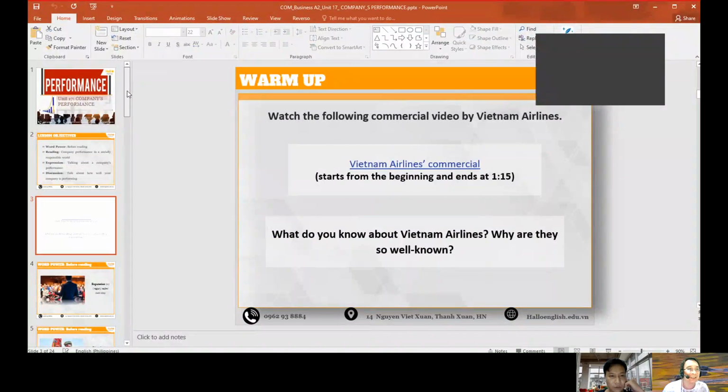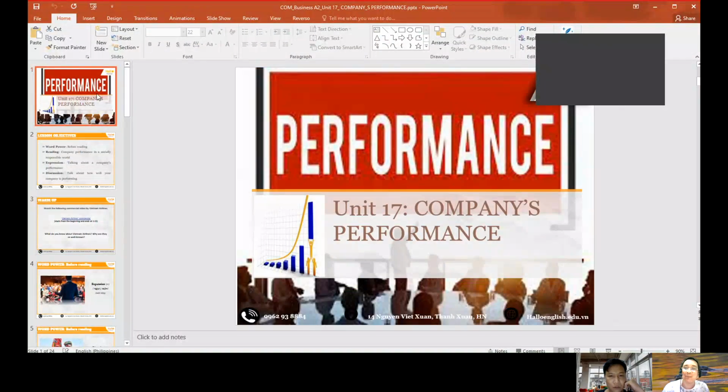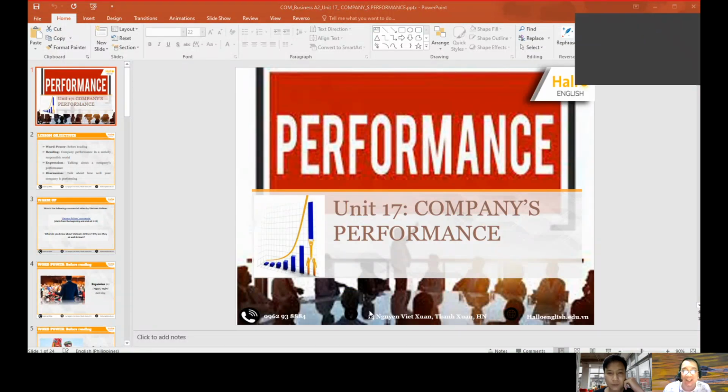So we are now on Unit 17. Unit 17 is all about companies' performance. I hope you can see this one. Can you see it? Yes, I can. Now, from the title of our lesson, Company's Performance, what do you think this would be?